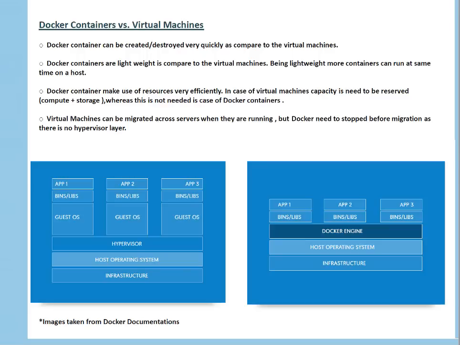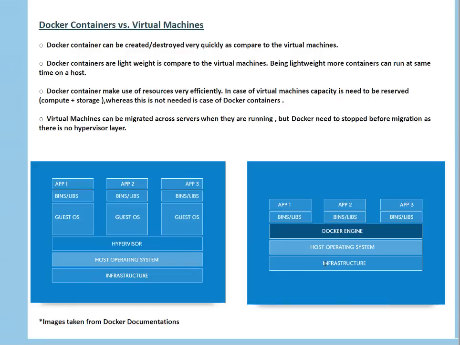And this is the image which I took from the Docker documentation to easily demonstrate how VMs work and how Docker works. So infrastructure is your server, that may be a physical server or virtual server. On that you install your host operating system. After that, there is the hypervisor layer. On that hypervisor layer, you create guest operating systems like here, and on those guest operating systems, you install your application. So there is a hypervisor layer in between.